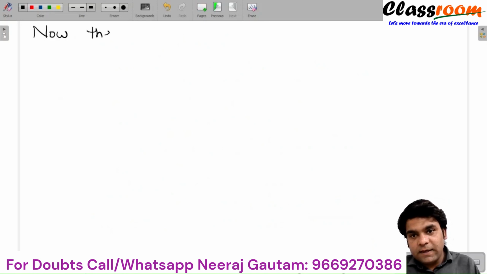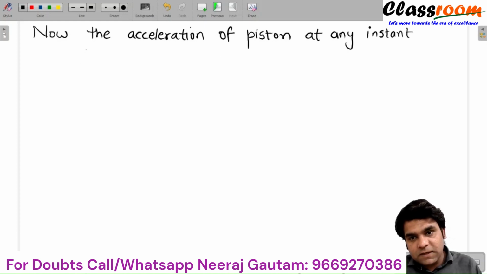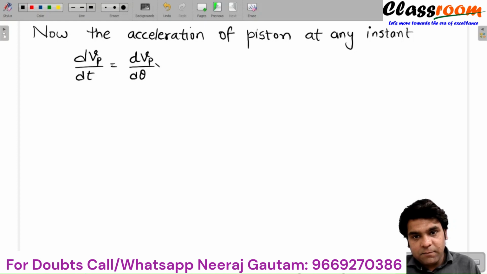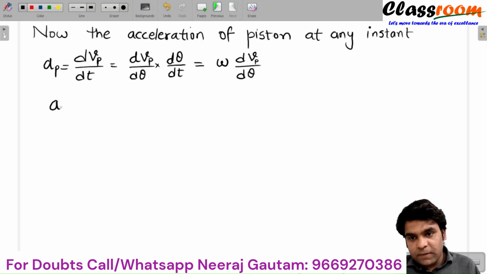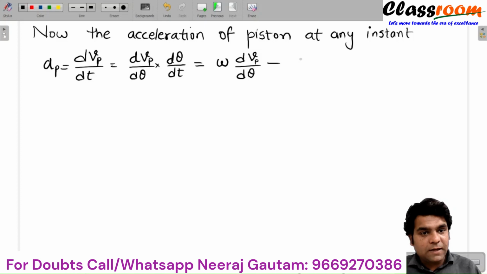Now the acceleration of the piston at any instant is given by dvp by dt. But once again vp is a function of theta and theta is a function of time. So by the chain rule it is dvp by d theta times d theta by dt, and d theta by dt is omega. So the acceleration of the piston equals omega times dvp by d theta. This is equation number 8.